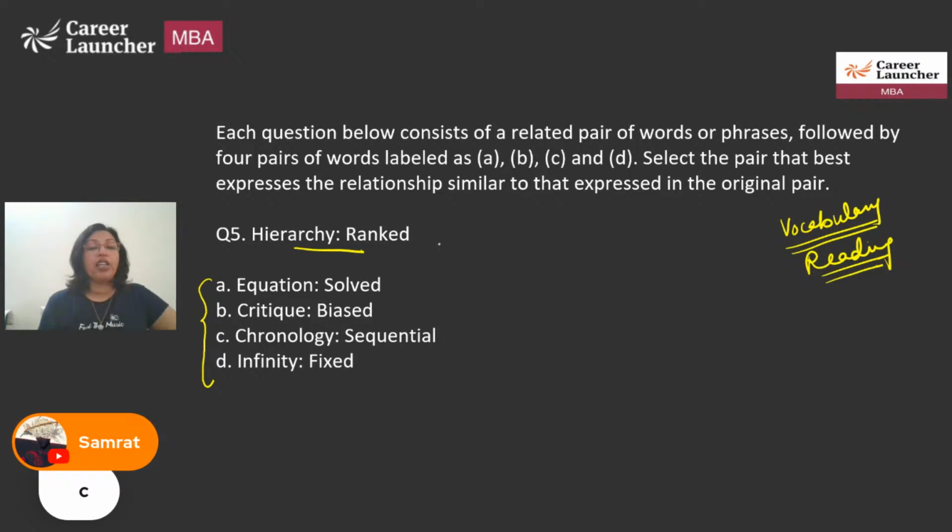Hierarchy and rank. Hierarchy means order, ranked means order. So you're saying that both the words are giving you a relationship of order. So synonymous words. Equation and solved are not synonyms, so I'll eliminate that. Critique is to analyze, biased is prejudice, so again, not synonyms. Chronology and sequential are synonyms. There is a specific order, time driven order, so therefore, yes, synonyms. Infinity is forever, fixed is there is a limit, so again, antonymous words there. So the correct answer, guys, will be chronology and sequential. Both the words are synonymous, and that will be the correct answer.